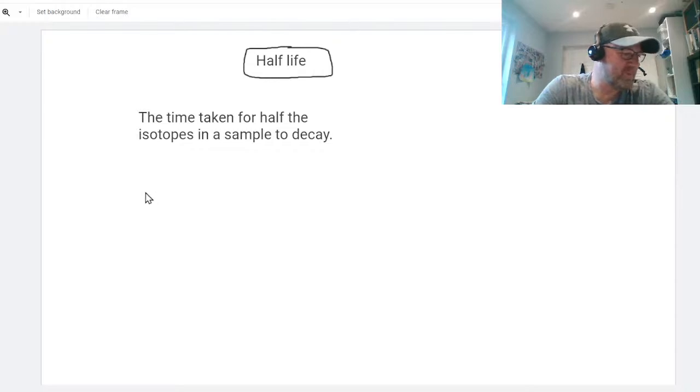Yeah, the number of radioactive nuclei in an isotope to half, but you always want to start with the time taken. So the half-life is the time taken for the radioactivity to half, the activity to half, or the radioactivity of a sample to half, or the time taken for half the nuclei in a sample to decay, or isotopes or atoms. They're all equally good.